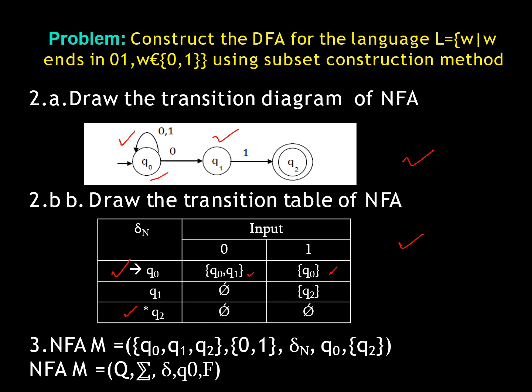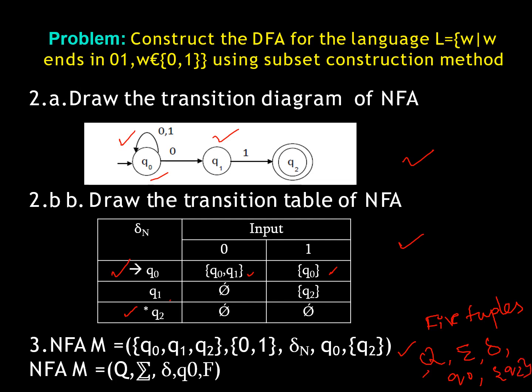In Q1 we don't have any transition on 0, so Q1 on 0 is phi, null, and Q1 on 1 goes to Q2. The same goes for Q2, we don't have any transition, that's why the symbol phi. So this is the NFA. We define an NFA by means of its 5-tuple. What are the 5-tuples we know? The set of states, the alphabet, the transition function, the starting state, and the set of final states.